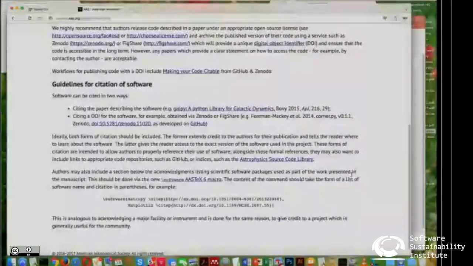Yeah. Is this what Gus is working on? Yeah. Okay. And the last thing is that this is now an official policy for all these journals. So feel free to reuse something like this for other journals.